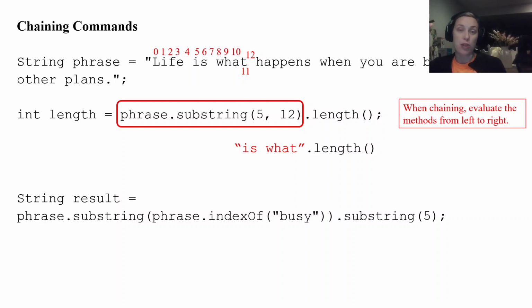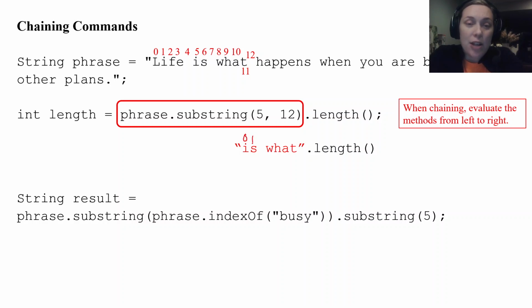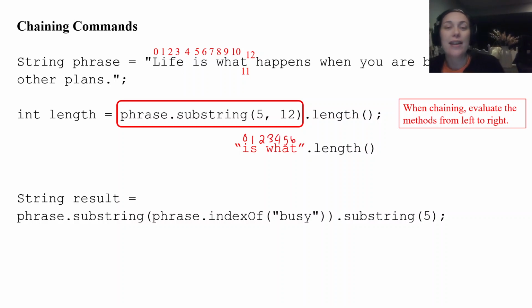That's my new substring. Now when I do dot length of that, okay, now dot length of the "is what". The indexes are reset 4, 5, 6. So that's my new string that I want to find the length of. Okay, so how many characters are there? That's going to be 7. Okay. Chaining commands. So 7 gets stored in length.